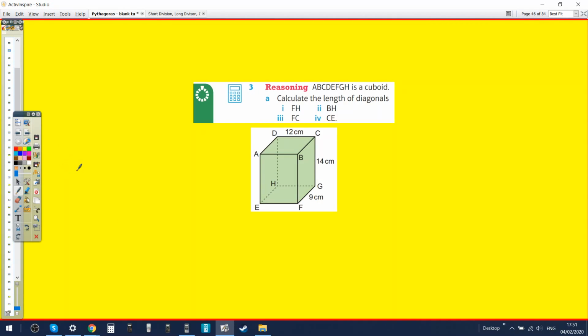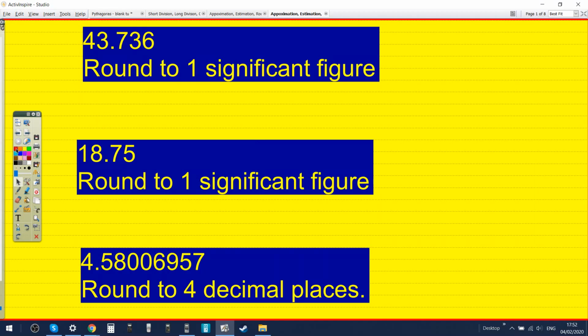Yes, so the very first digit is the tens. Yeah. 4 tens. So you have to round that to the nearest 10. So it will be 40. Yes, well done. How about the one underneath? It will be 20. Yes, brilliant.